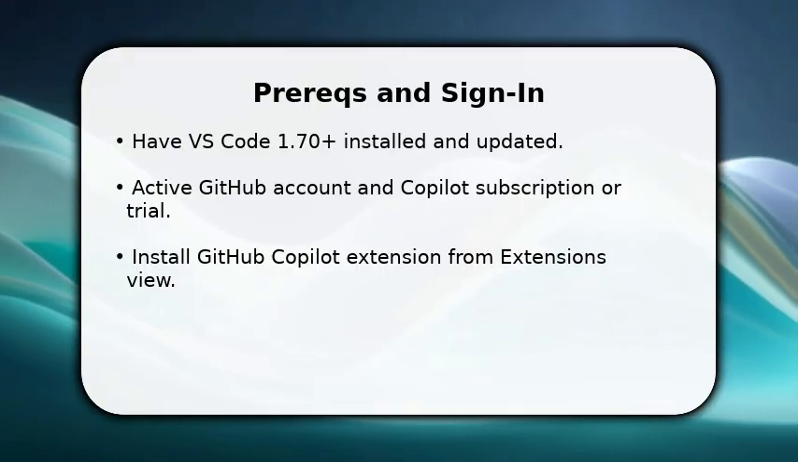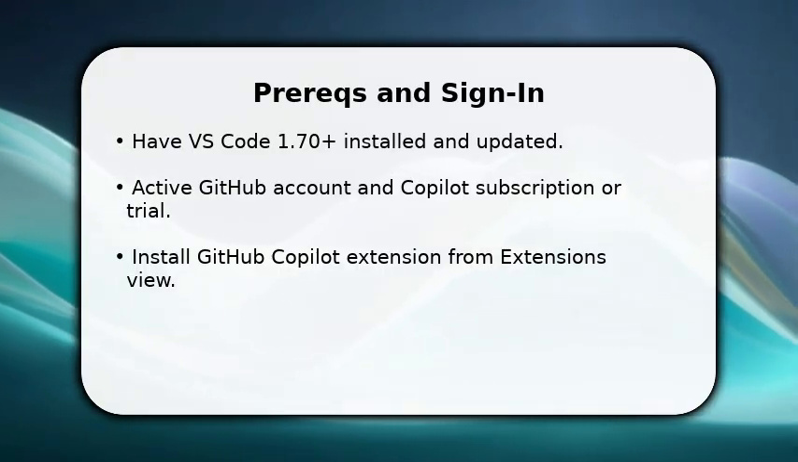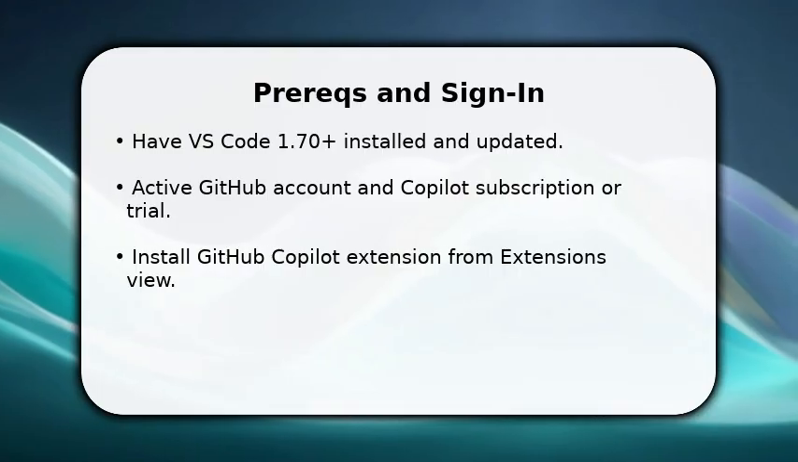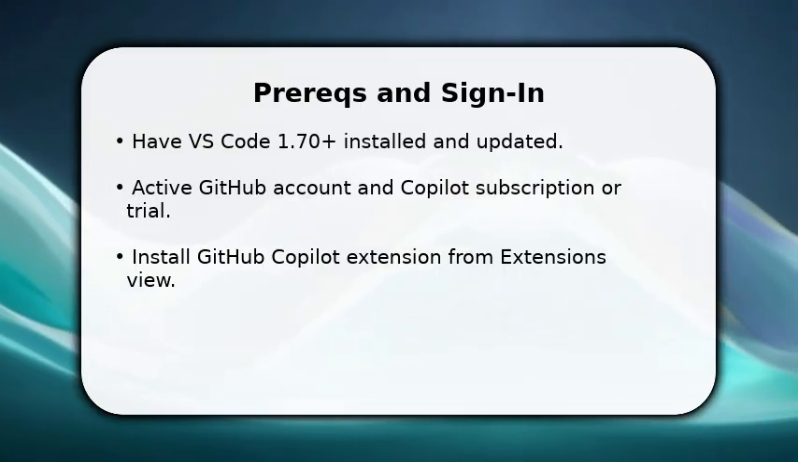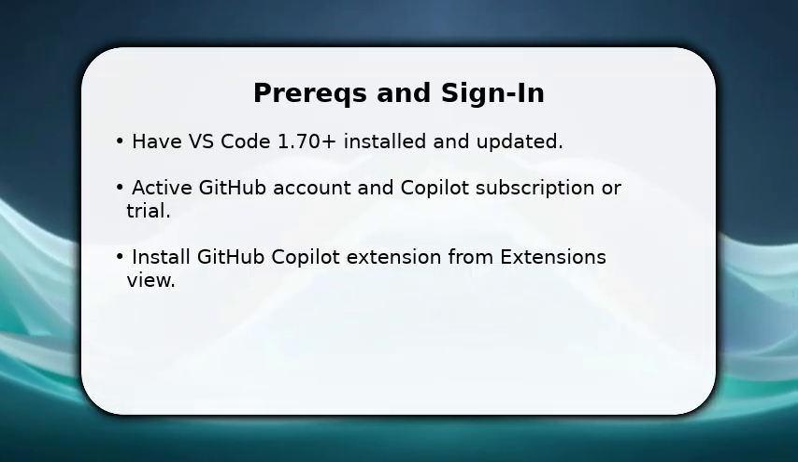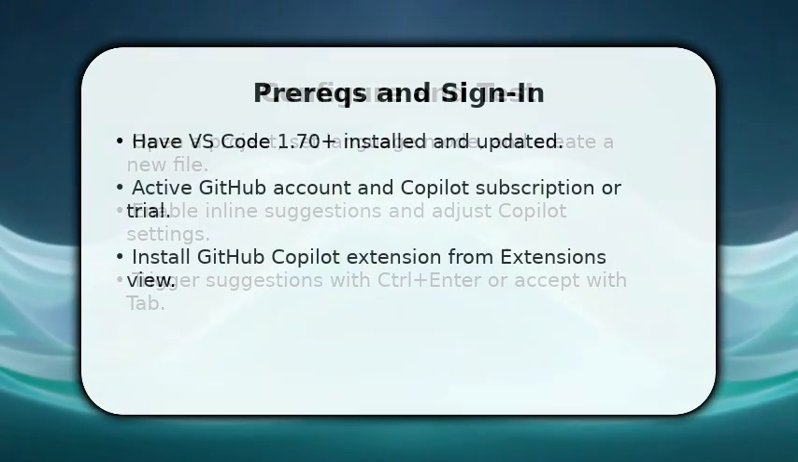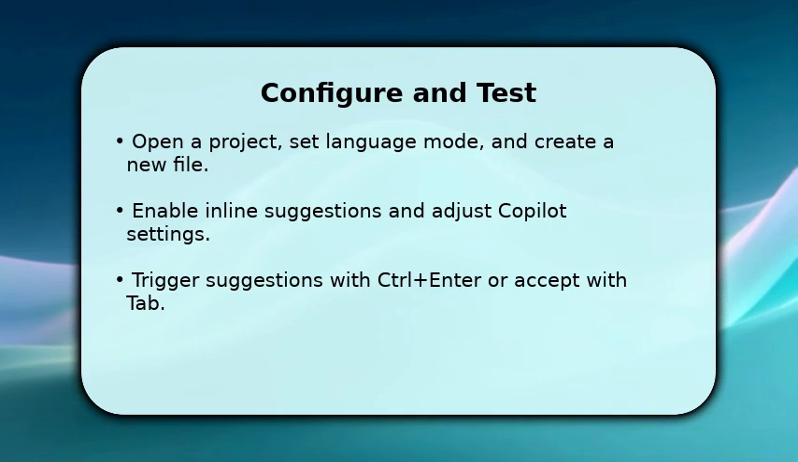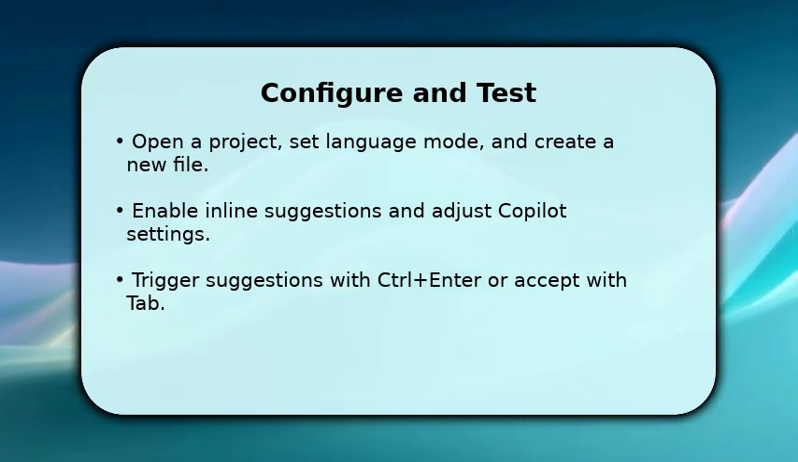You may allow the VS Code OAuth flow. After authentication, the extension will show as enabled. If you use multiple accounts, pick the one tied to your Copilot license, so suggestions will be authorized immediately. Once done with Sign In, configure Copilot for your workflow and run a quick test.